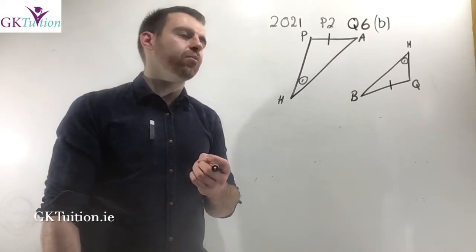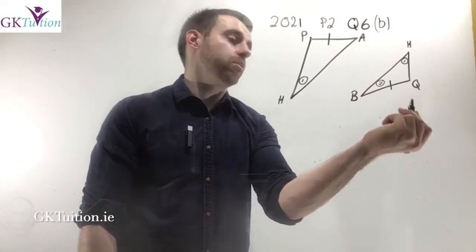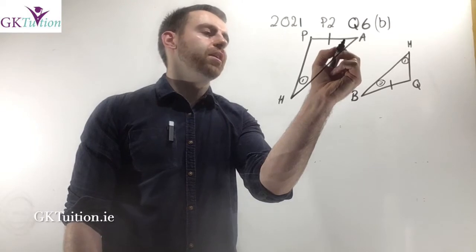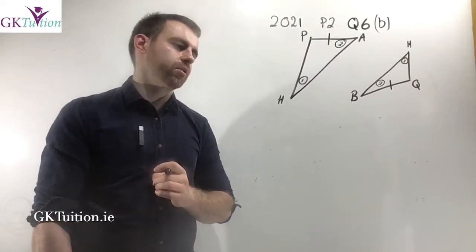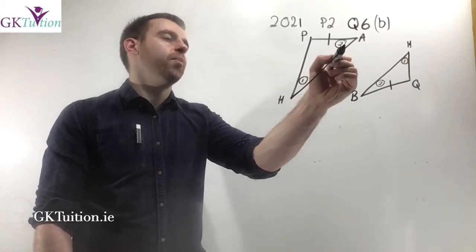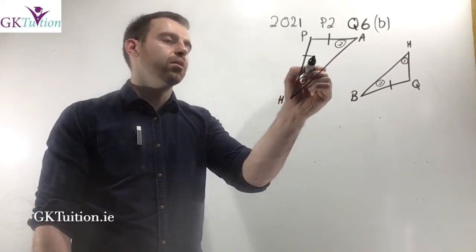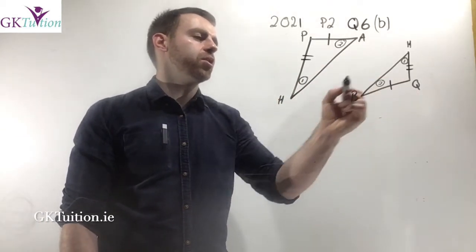The second thing that we did was we proved that the angle here at B, I'm going to call it angle 2, is equal to the angle here at A because those two were alternate angles. What I'm concerned with is the side opposite those angles. Opposite angle 2 in this triangle is HP. Opposite angle 2 in this triangle is HQ.